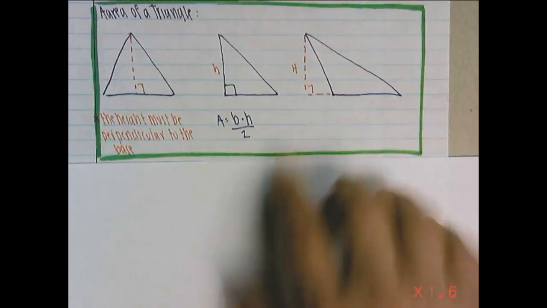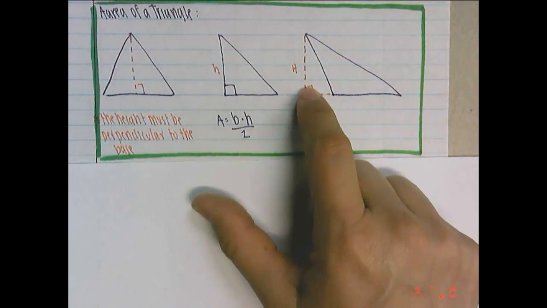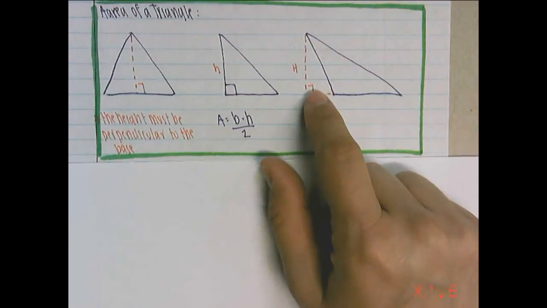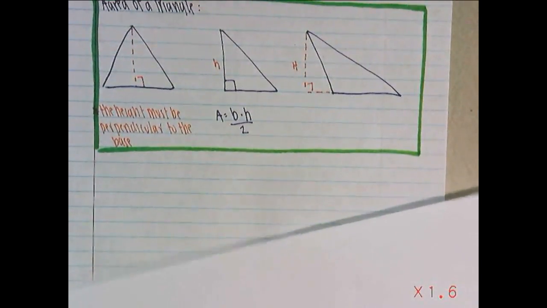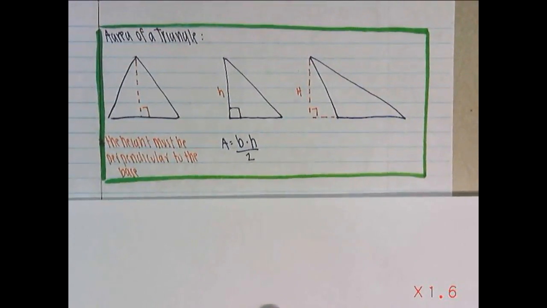And then right here would be another height. We'd need to know what that was for this triangle, and then we could figure out the area. So we'll do some examples tomorrow in class on that one.